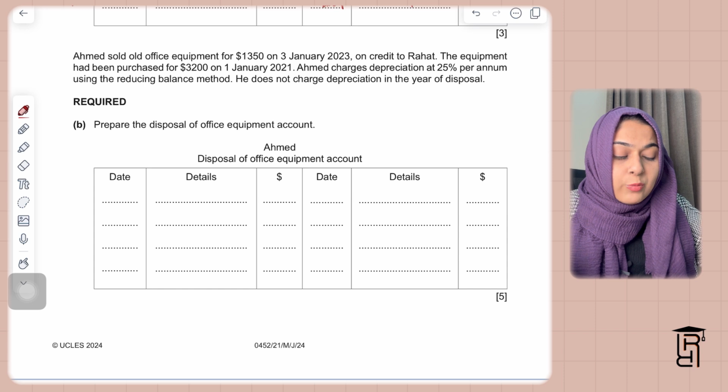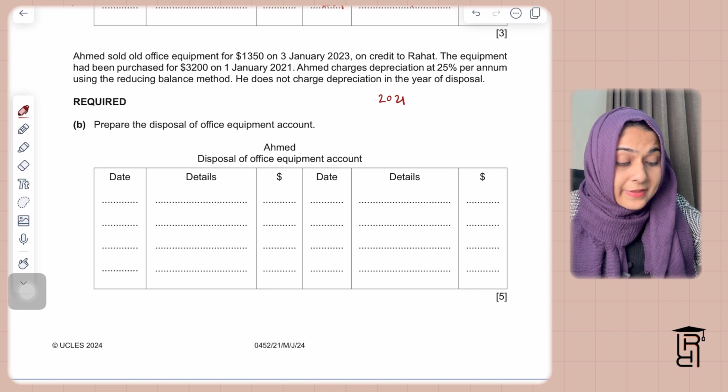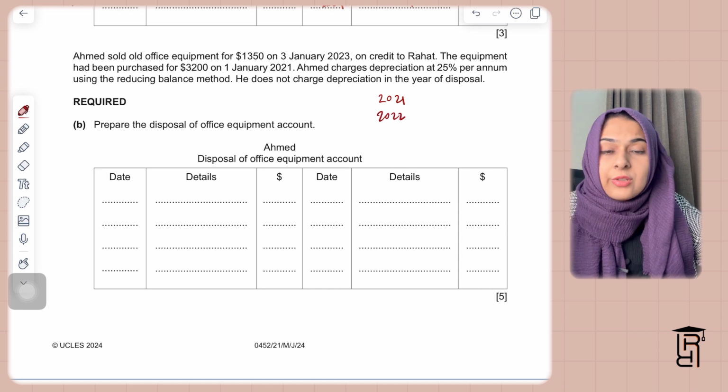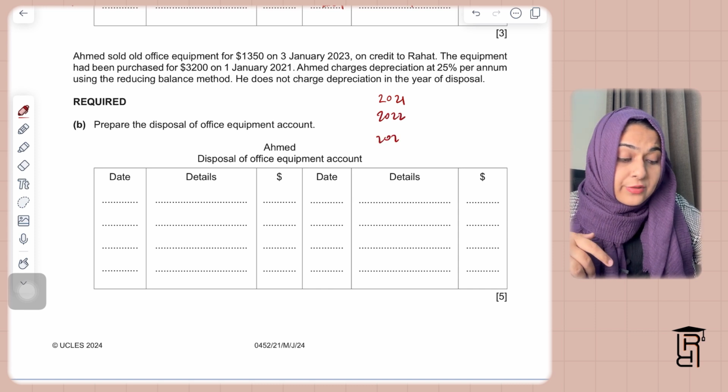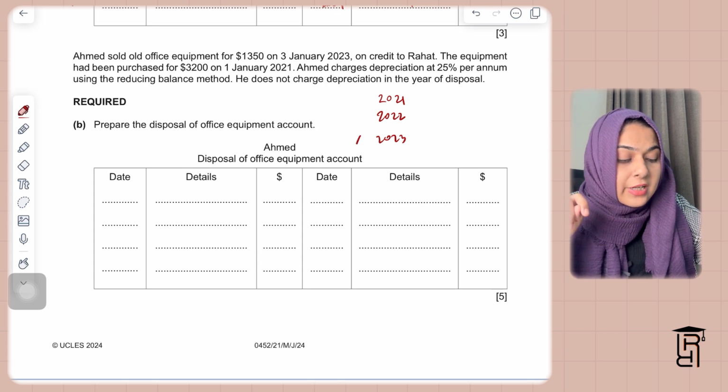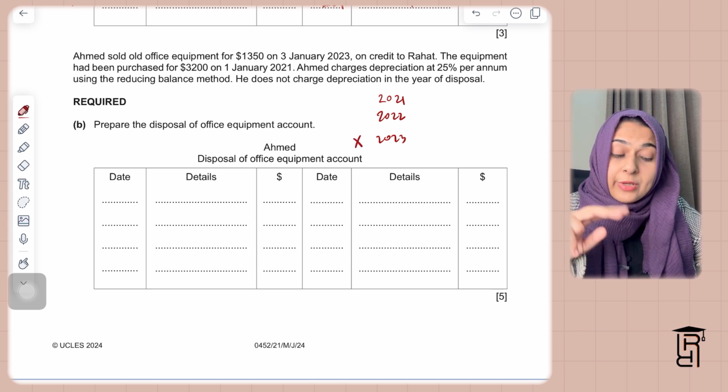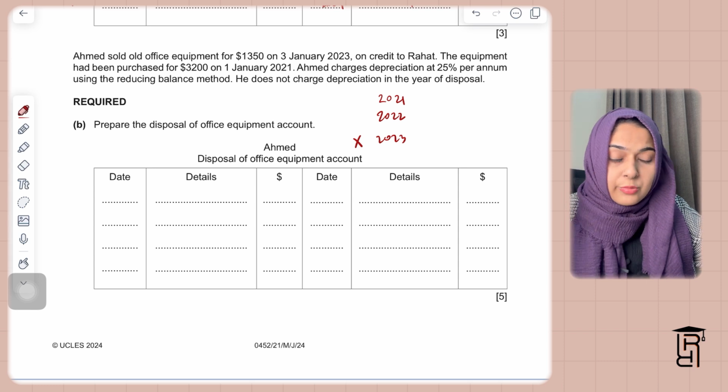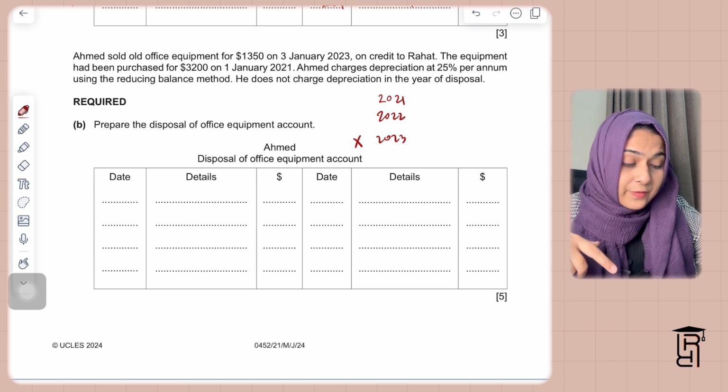So the year of disposal is 2023. He had purchased this on 1st January 2021, which is the first year for this particular office equipment. In 2022 also he used this office equipment. In 2023 he is selling this office equipment for 1,350. So depreciation will be charged for 2 years, that is 2021 and 2022. Depreciation will not be charged in 2023 because that is the year of disposal.